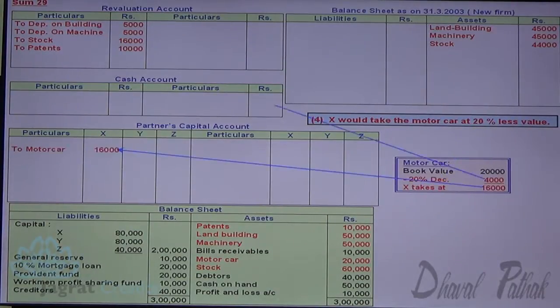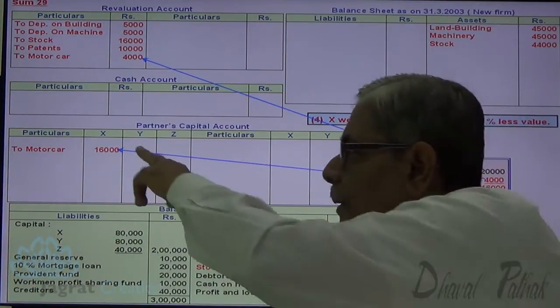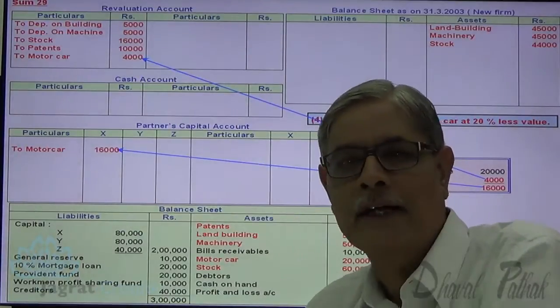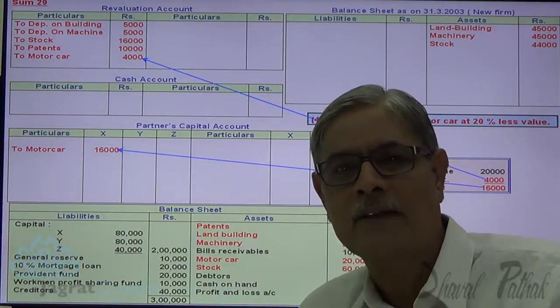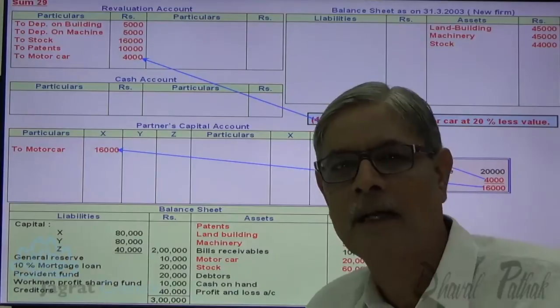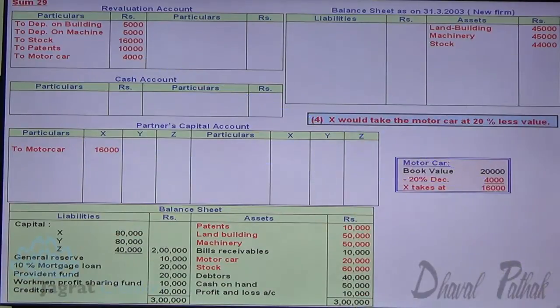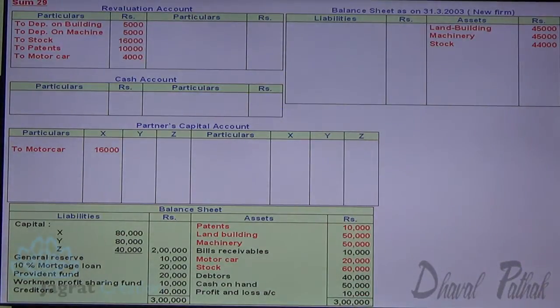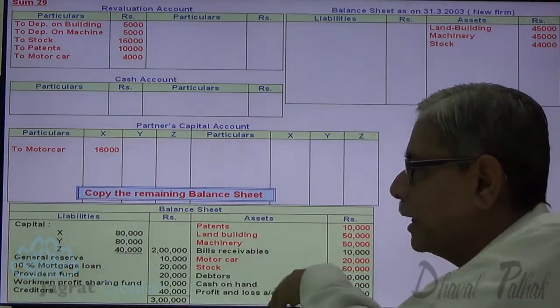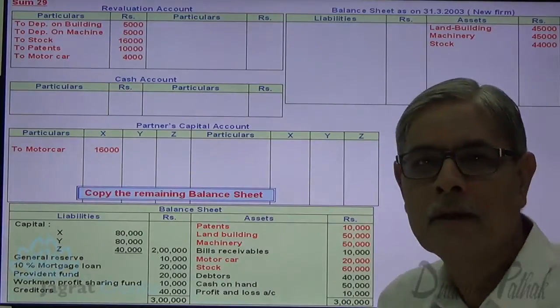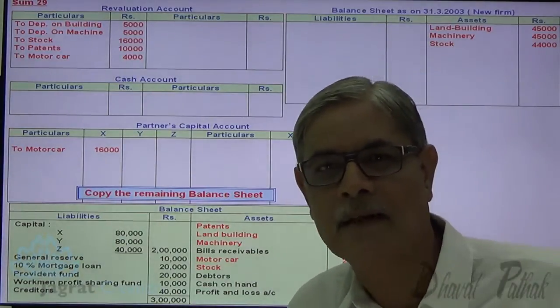X capital account debit, revaluation account debit, to motor car account credit. X capital account debit 16,000, revaluation account debit 4,000, to motor car account credit 20,000. Motor car won't appear in the balance sheet. Next, after considering all this adjustment, let me copy the remaining balance sheet. So remaining balance sheet details you find with black color.